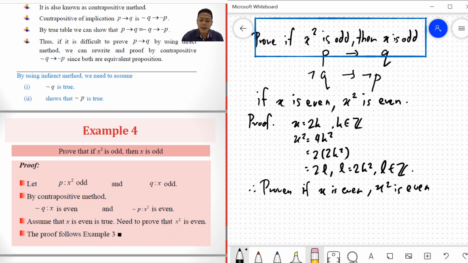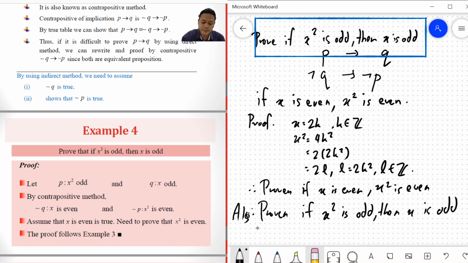Logically equivalent, I also proved if x squared is odd, then x is odd. Finish. The proof is complete.